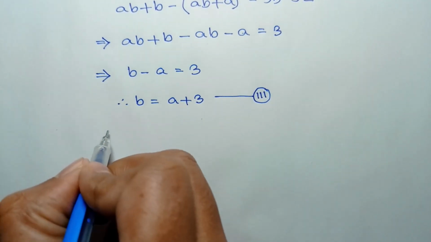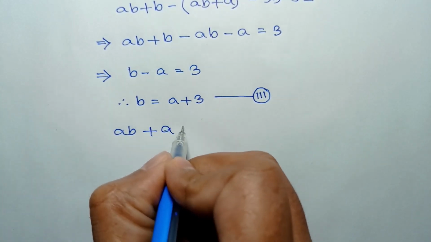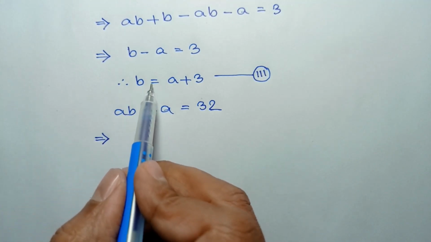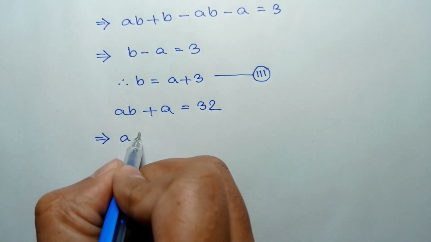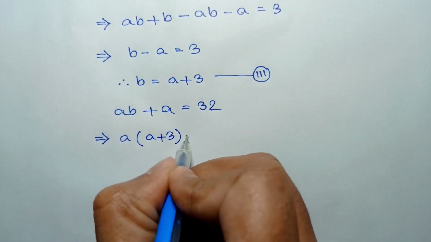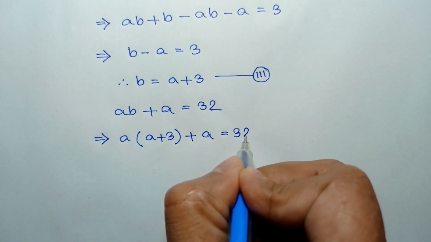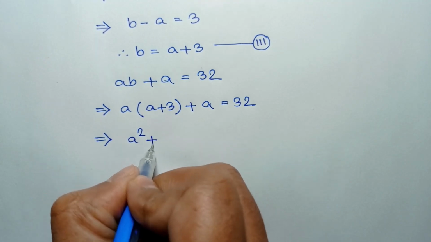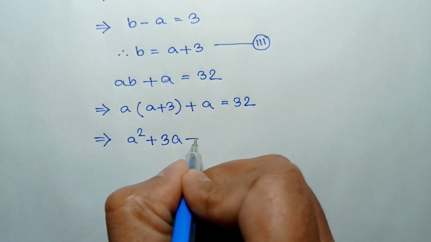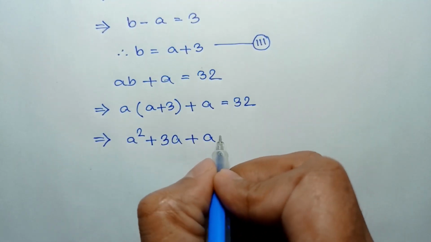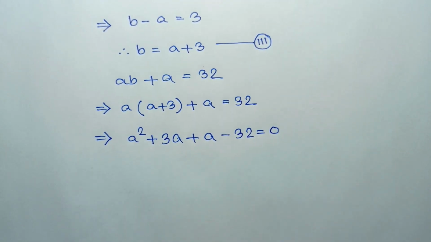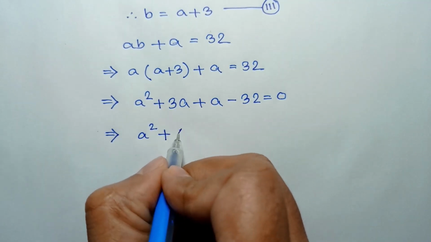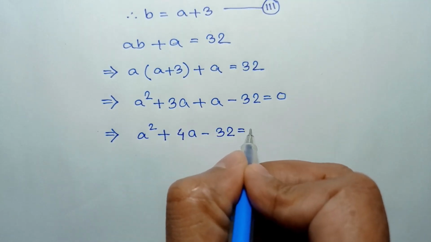Now from equation 1, AB plus A is equal to 32. Substituting the value of B is equal to A plus 3 here, we can write A times (A plus 3) plus A is equal to 32. Multiplying this, we can write A times A is A square plus 3 times A is 3A plus A, and taking this 32 to the left side, we can write minus 32 is equal to 0, or A square plus 3A plus A is 4A, minus 32 is equal to 0.